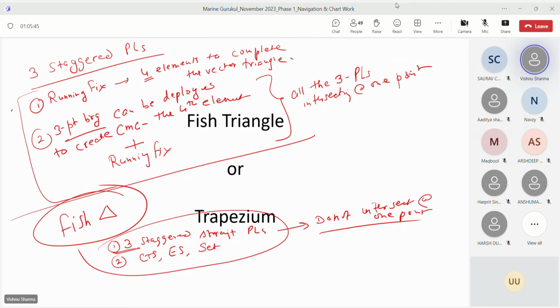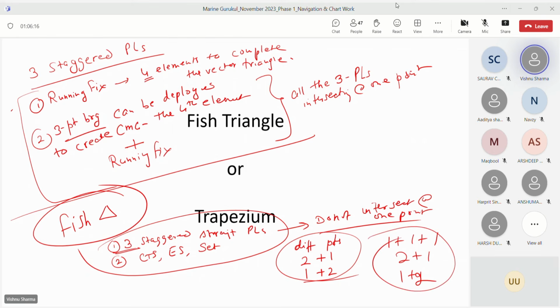Now these 3 PLs may be all from 3 different points. 2 may be from one point and 1 may be from another point. All 3 are not intersecting at one point for sure. Or 1 may be from one point and the other 2 may be from another point. So they may be 1 plus 1 plus 1, they may be 2 plus 1, they may be 1 plus 2. Whichever the combination doesn't matter, as long as the 3-point bearing has failed, that's it. Then, okay, let's consider fish triangle.